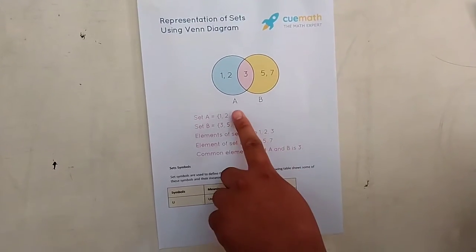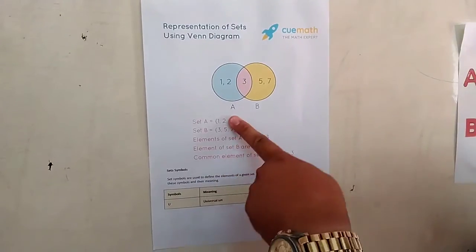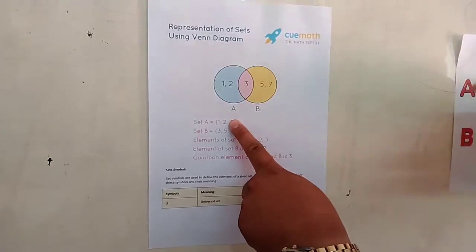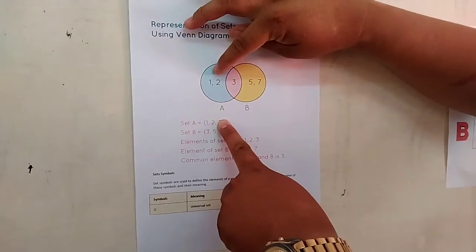Okay, so since 3 has been put here at the center, you are going to just put the remaining elements, and that is 1 and 2. So that is the remaining element.